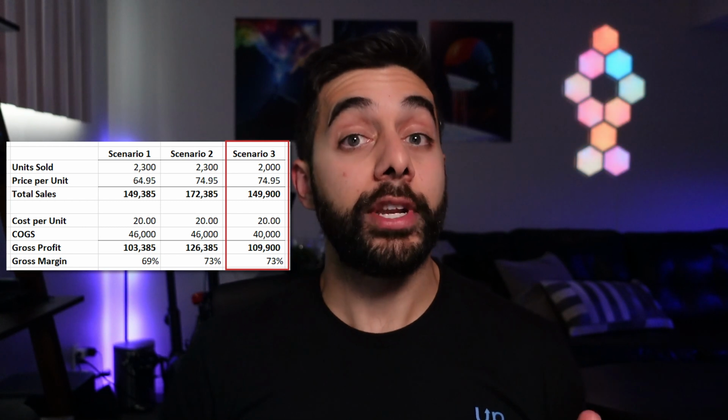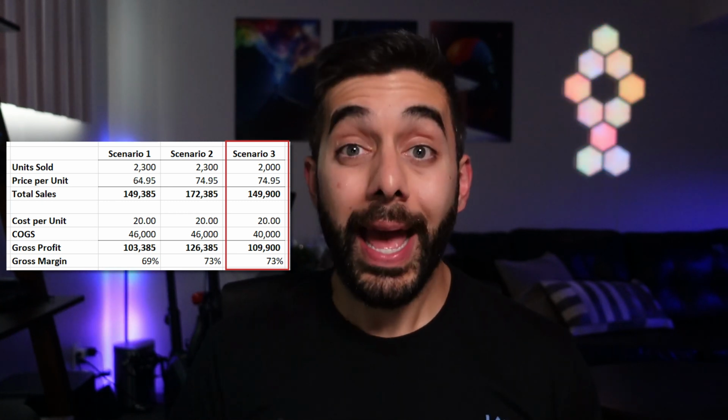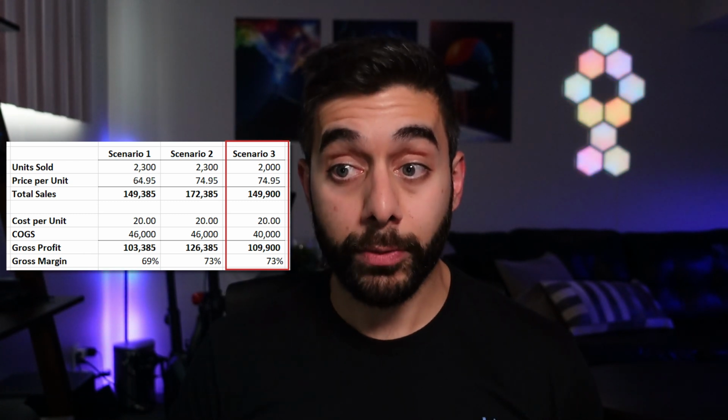However, instead of having 2,300 orders, I now sold 2,000. 2,000 orders at $75 is the same amount of revenue as 2,300 orders at $65. However, in scenario 3, because I'm selling fewer units, my COGS is $40K instead of $46K, which means my gross profit is $110K instead of $103K. And that also means that I have a 73% gross margin instead of a 69% gross margin. So here, if you are strategic about increasing your prices, even if you lose customers, you actually end up being more profitable.